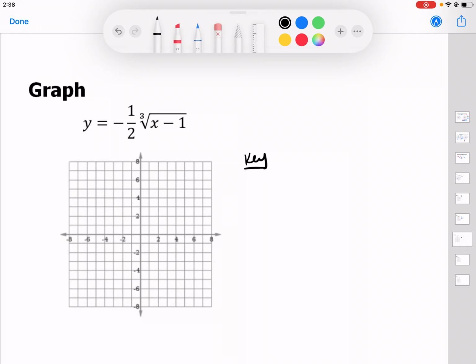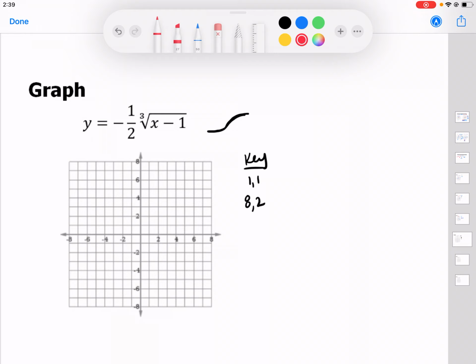Okay, so we've got the cube root, so I'm going to go ahead and draw the stretched S, because that's what the shape is. So I know it's going to be the stretched S. And it's the stretched S, so it's going to be 1, 1, and 8, 2 for my key points. First thing I do is find my starting point.